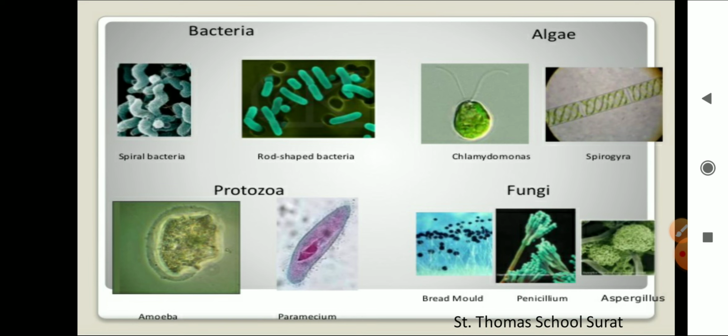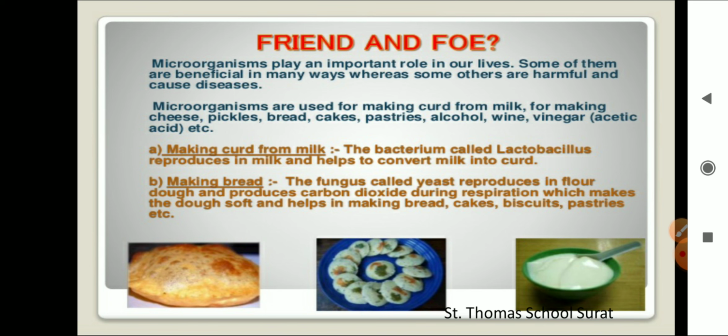Okay, this was not in the syllabus. Then algae. Algae, Chlamydomonas and Spirogyra. Spirogyra, you can see how it looks like a DNA, isn't it? So these are some examples of microorganisms. Next, we will see about this.